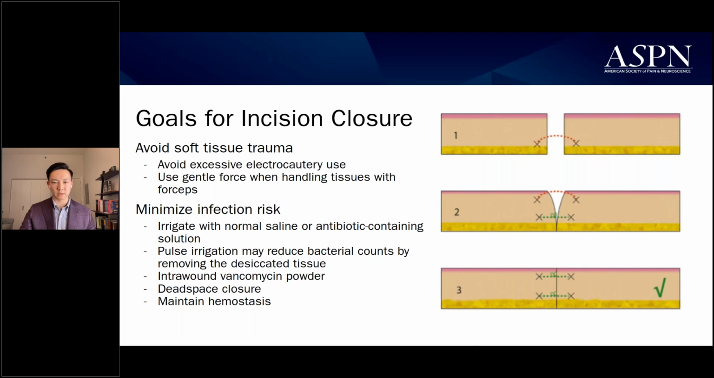Now, the mitigation of infection actually begins prior to closure. Copious irrigation of any wound or surgical site with saline is typically recommended. However, one may choose to include antibiotic in the irrigation solution, but per the NAC guidelines, there's currently no data that suggests that antibiotic-containing irrigation is more beneficial than without for infection prevention.